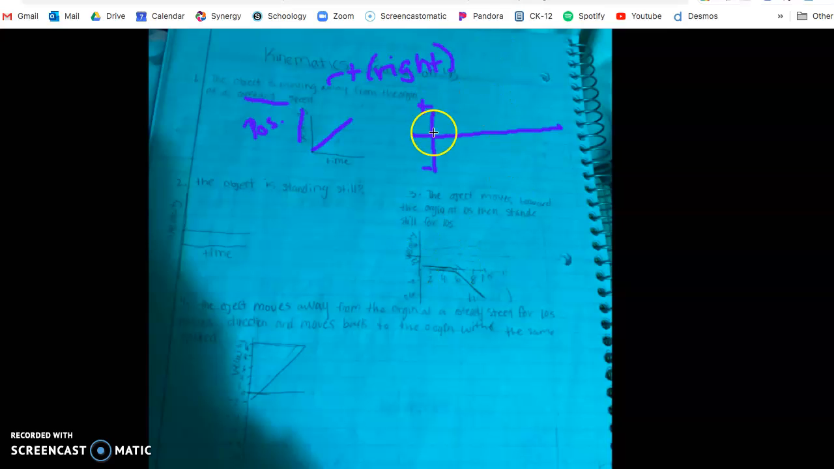So a constant speed in the positive direction is going to be just a horizontal line. I tried to change the color, it just won't let me. It is going to look something like this because it's just going to be a flat line.